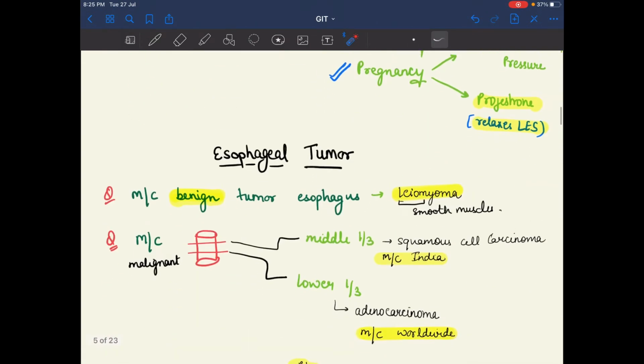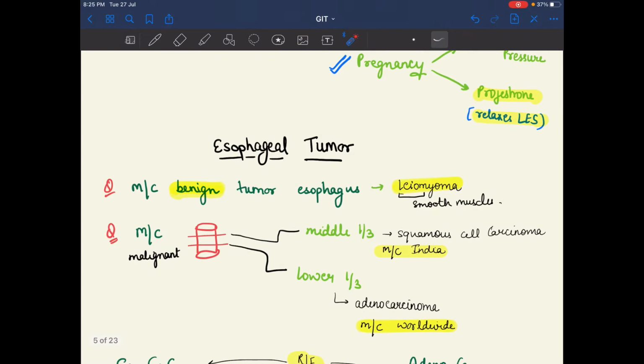Next one is the esophageal tumor. So all the diseases are finished. Now next, moving to the tumors. So the most common benign tumor is leiomyoma, meaning a smooth muscle tumor. The esophagus is smooth muscle, so the tumor is a smooth muscle tumor, and the name of the tumor is leiomyoma.